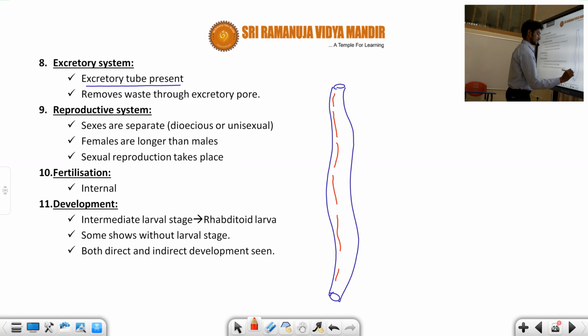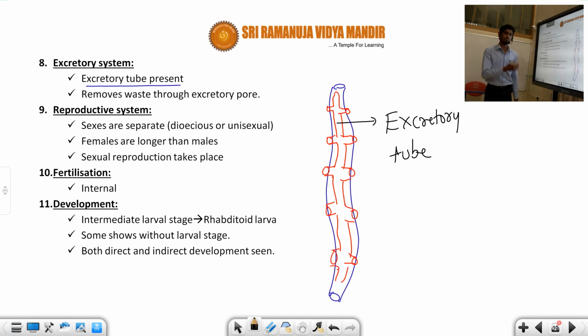This is for assumption only. For example, you can see what this one is called. This is called the excretory tube, a long excretory tube. Whatever waste material is present in the body is passed outside through what is called the excretory pores.